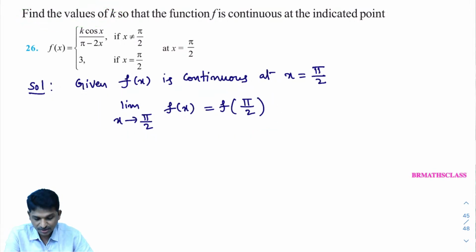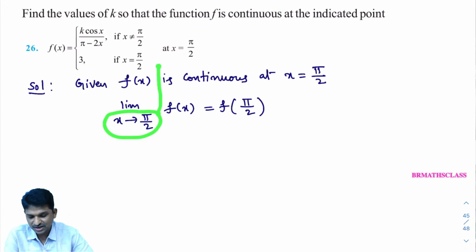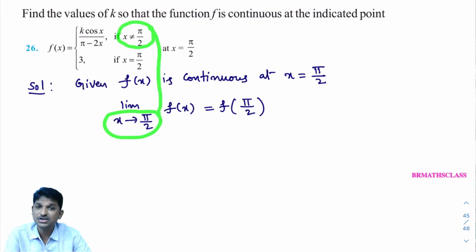Here the important point is x approaches pi by 2. What does it mean? X approaches pi by 2 means all x values are slightly less than pi by 2 or all x values are slightly greater than pi by 2, but not pi by 2. X approaches pi by 2 means x values are less than pi by 2. When x values are less than pi by 2, then we need to choose this function only. Less than pi by 2 means not equal to pi by 2, so we will choose this first function.